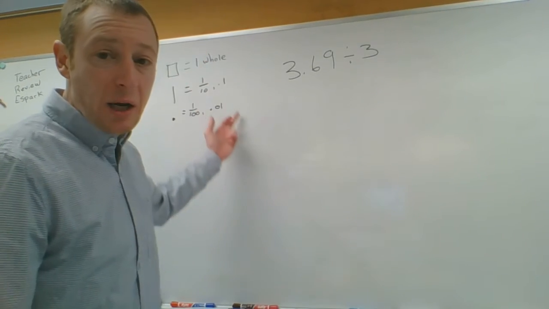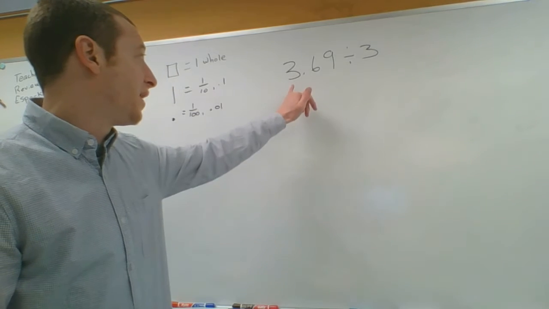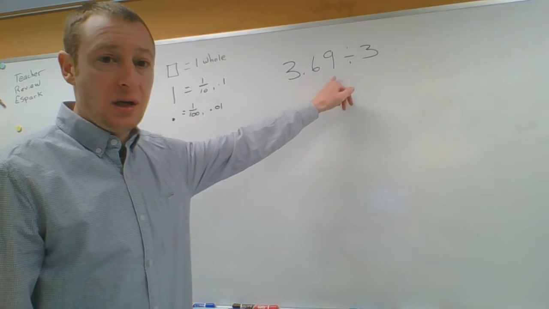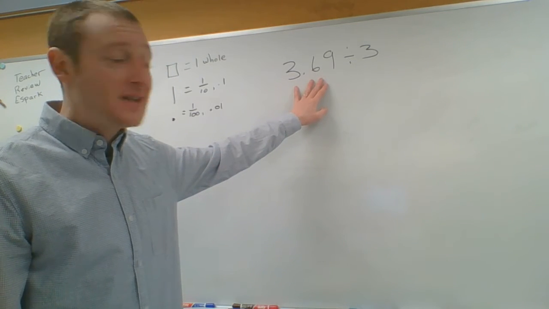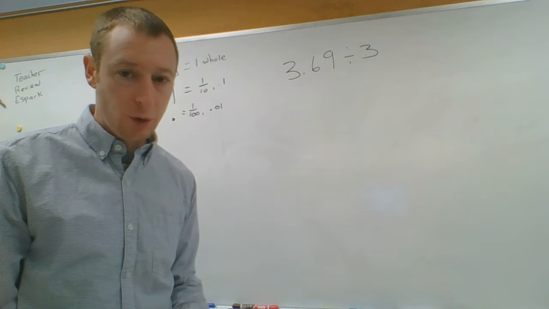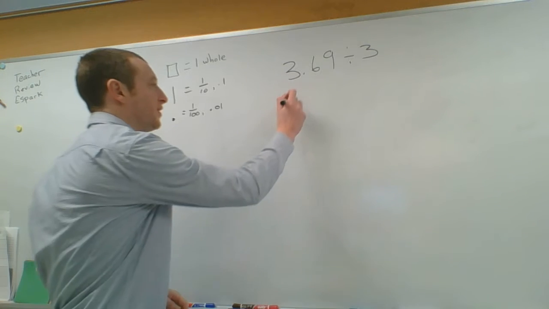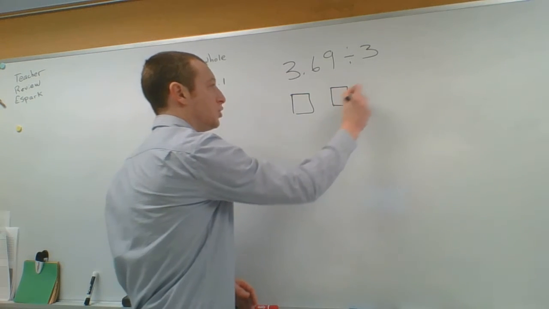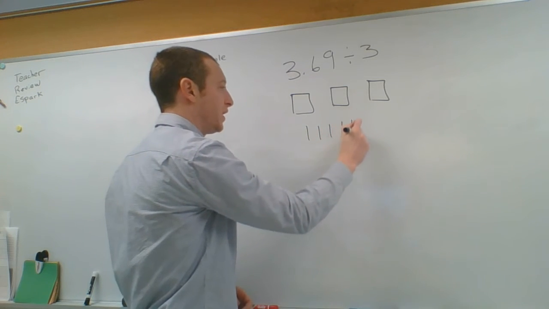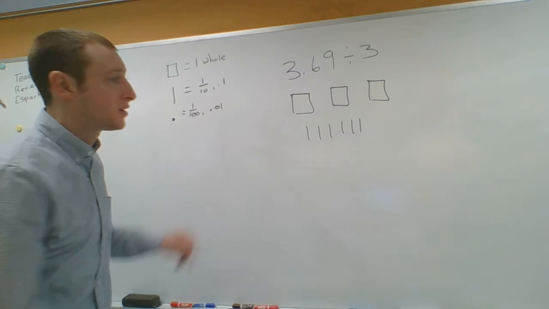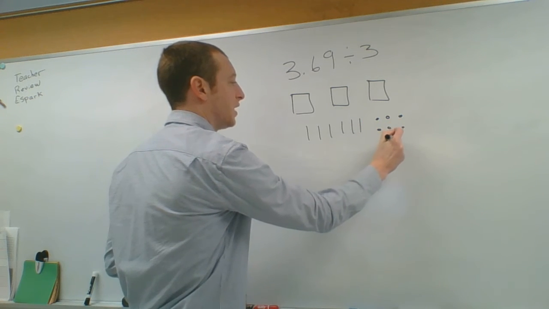So we can use these pictures to model a division equation, right? In this case, we have 3 and 69 hundredths divided by 3. So we're trying to take this 3 and 69 hundredths and split it up into 3 equal groups. So the first thing I'm going to do is draw 3.69. I have 3 wholes, 1, 2, 3. I have 6 tenths, 1, 2, 3, 4, 5, 6, and I have 9 hundredths, 1, 2, 3, 4, 5, 6, 7, 8, 9.